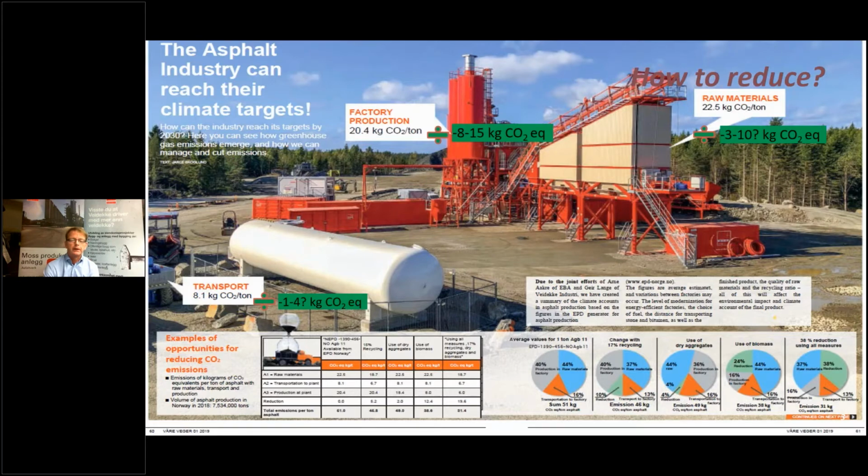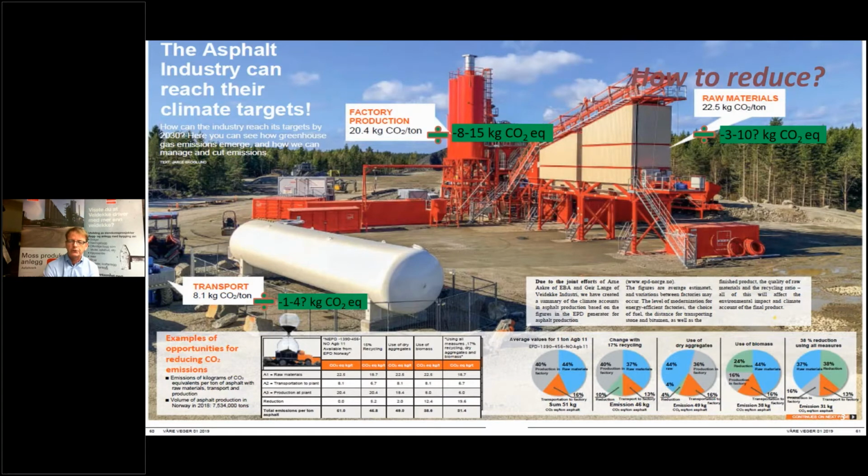From the chimney in the asphalt plant, the average is about 20 kilo CO2, and there we can do a lot of different actions to reduce the emissions, and that's actually up to each contractor and each asphalt plant to choose which burning fuel you are using. And also for the raw materials, you have around 20 kilos as an average.